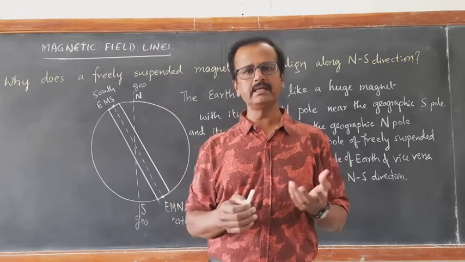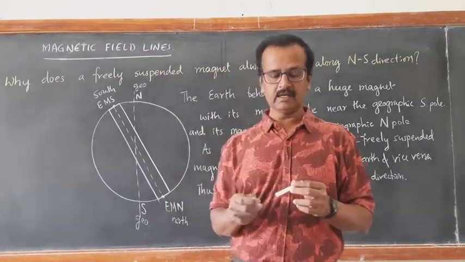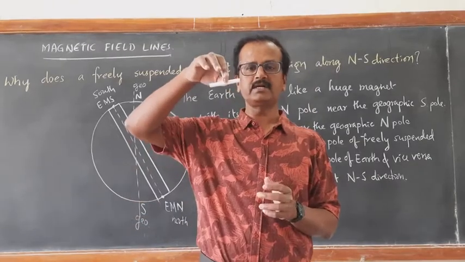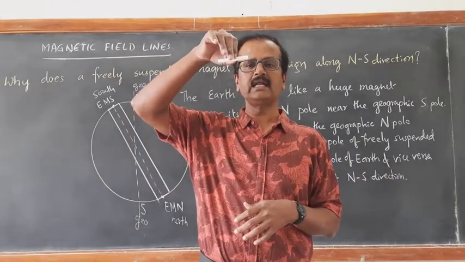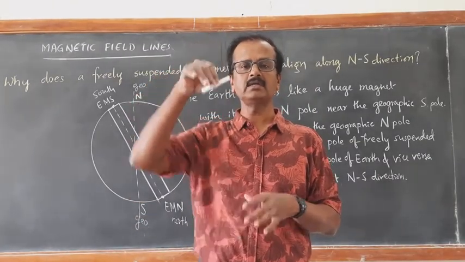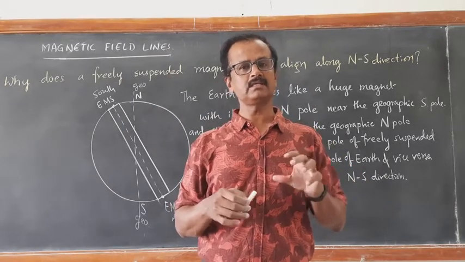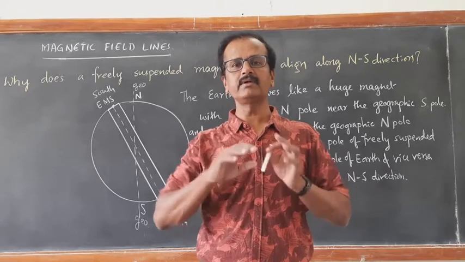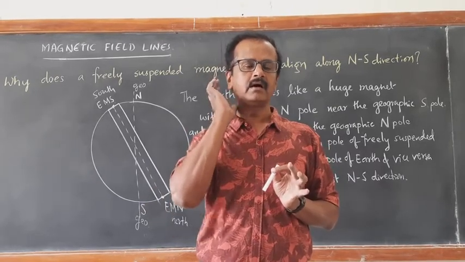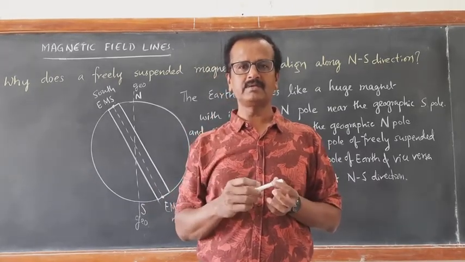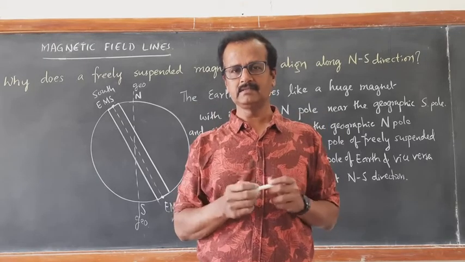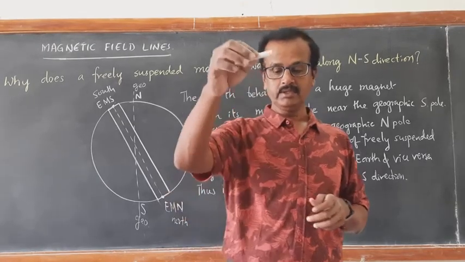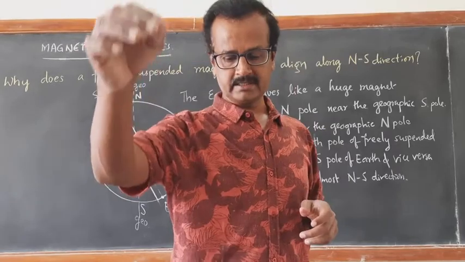So immediately you will say that if I have a thread, I can suspend it and check. If I suspend it freely, it will orient along the north direction. If it orients along the north-south direction, then it is a magnet. But the thread is also not given. You are not given even the thread. Then how do you test whether it is a magnet or just a metal? Then what you have to do? You have to break it.